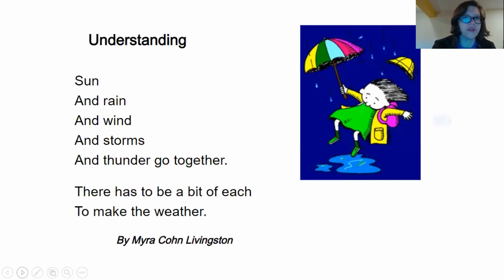All right, and here's just one more example of a poem. Sun and rain and wind and storms and thunder go together. There has to be a bit of each to make the weather. All right, we are going to watch a short video about poetry and then answer some questions.